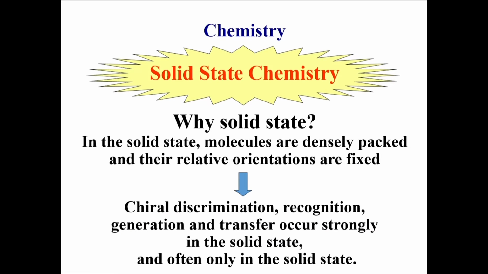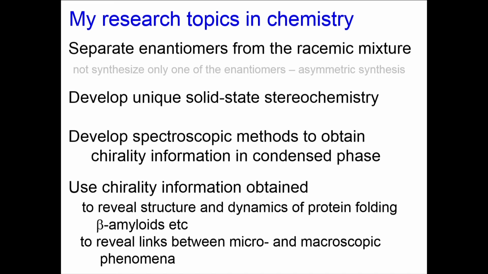So first chemistry. Now I'm talking very fast, but I have to talk even faster from now on. I'm working on solid state. Why solid state? Because in the solid state, molecules are densely packed and their orientations are fixed. Therefore, chiral discrimination, recognition, generation, and transfer occur very strongly in the solid state or only in the solid state. So I'm not doing synthetic work like Professor Noyori, what we call asymmetric synthesis. I'm not doing this. I try to separate enantiomers from the racemic mixture, a one-to-one equal mixture, or develop unique solid-state stereochemistry, or develop spectroscopic methods to obtain chirality information in condensed phase, or use chirality information obtained by this to reveal the structures.